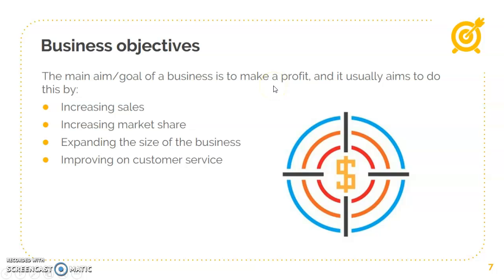Now to make a profit, you need to do something in your business to be able to make that profit. So these are the business objectives. The main objectives of the business are increasing sales, more profit; increasing market share, again, more penetration in the market, more customers, more products being sold; expanding the size of the business, so making the business bigger; and improving customer service. Customer service plays a very important role, because customer service is the one that is going to attract customers.